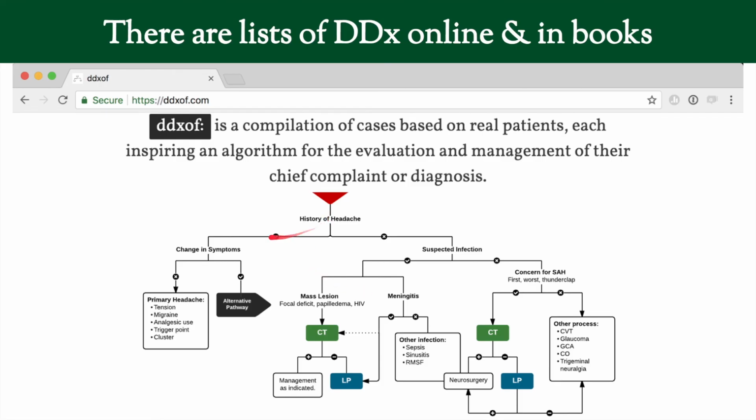And with a lot of the frameworks, they can be presented in this branching tree diagram that says, if the person has a history of headaches before, go down this side. If they don't have a history of headaches, go down this side. If there's a change in their symptoms, go down this way. If there's no change in their symptoms, go down this way. And that kind of helps you narrow down your approach and gives you a nice, well-defined approach.